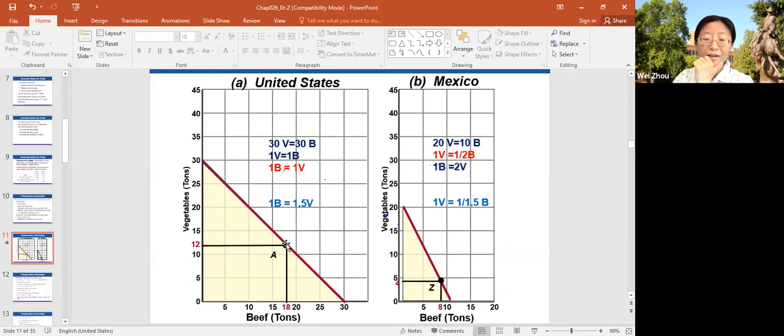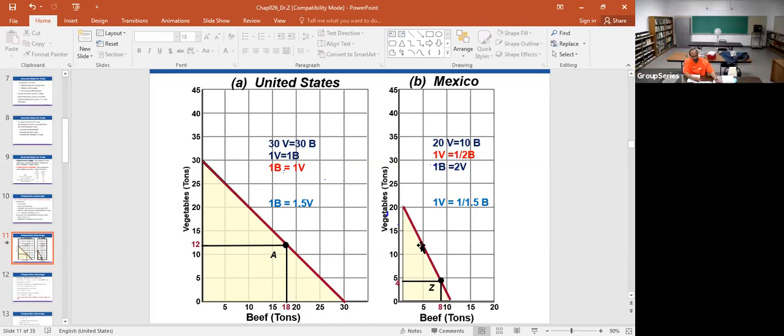Any combination, let's say A, means that the 100 people can produce a combination of 12 units of vegetable and 18 units of beef. Right. Am I going too fast? Yes? No. Okay. All right.